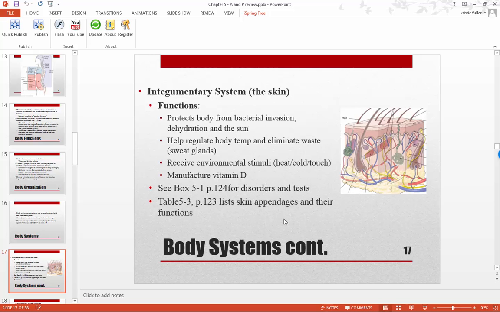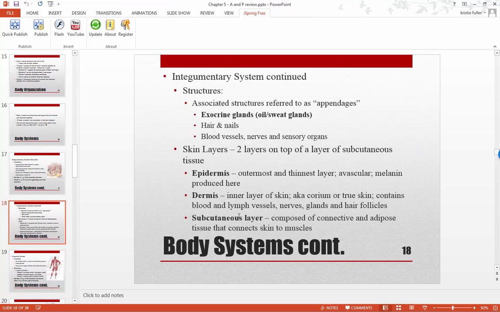And if you look in your book, which I don't have a copy of with me right now, on these pages you can look at different disorders and tests, as well as some of the other functions of the different parts of each of these systems. So some of the structures that are associated with the skin, you have your exocrine glands, that's your oil and sweat glands, your hair and nails, and of course blood vessels, right?